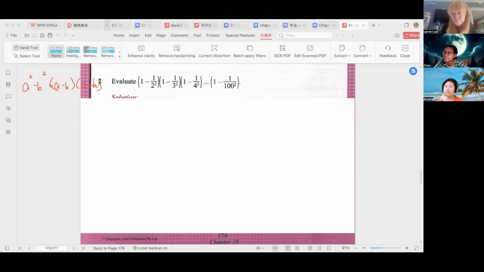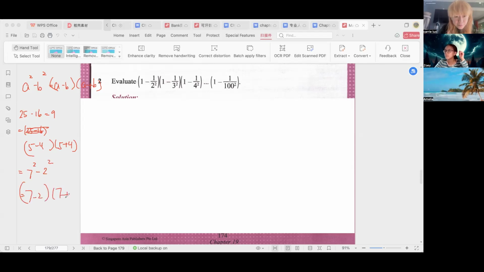Got it? Okay, I'll give you an example for this. I think we learned it before. So 25 minus 16 equals 9, right? But it also equals 5 squared minus 4 squared, which equals 5 minus 4 times 5 plus 4. Get it? Or we can say 7 squared minus 2 squared equals 7 minus 2 times 7 plus 2.